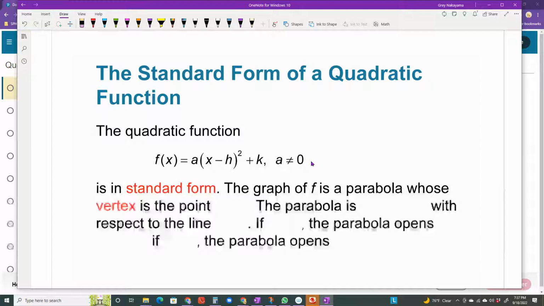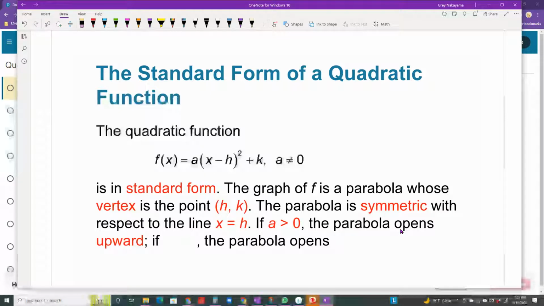Now, what do you have to know about that? Surely you remember that the vertex is at the point (h, k), and that the parabola is symmetric around the line x equals h, which is the x-coordinate of the vertex always. Those will be the same number. Now, if a is positive, the parabola opens upward, and if a is negative, less than 0, then that parabola opens downward.